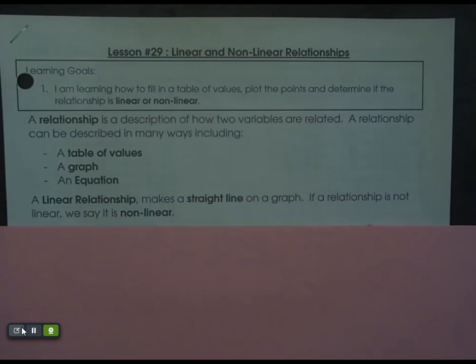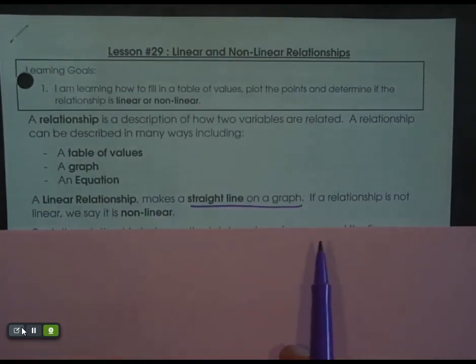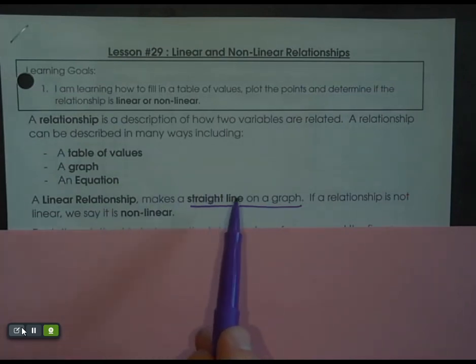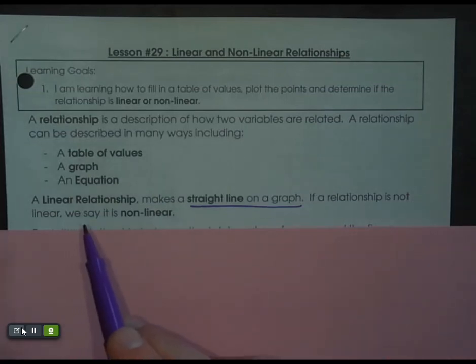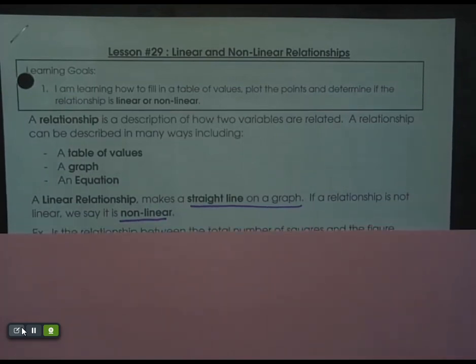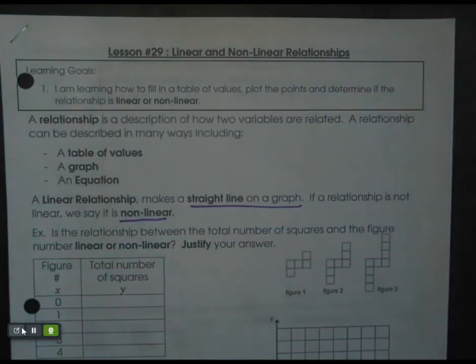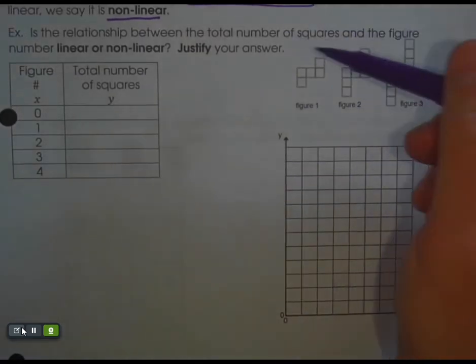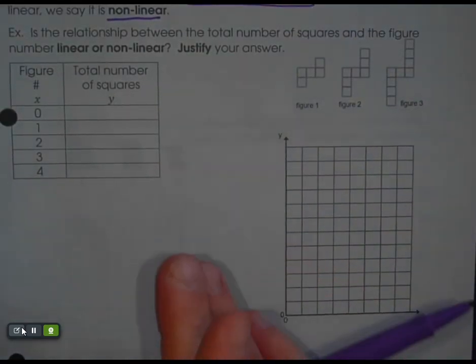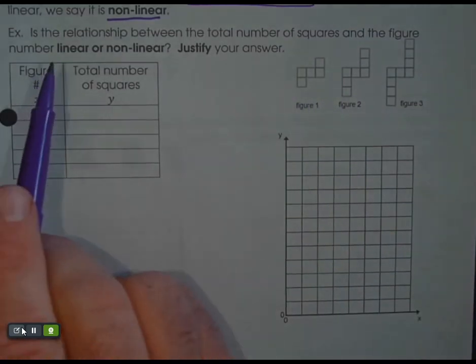So a linear relationship makes a straight line on a graph. All right, so we're looking at making a straight line, linear. If the relationship is not linear, we say it's nonlinear. And that's what we're going to look at today, being able to say, looking at a relationship, is the relationship linear or not linear? So we can take a look at these pictures and say to ourselves, is this relationship linear or nonlinear?